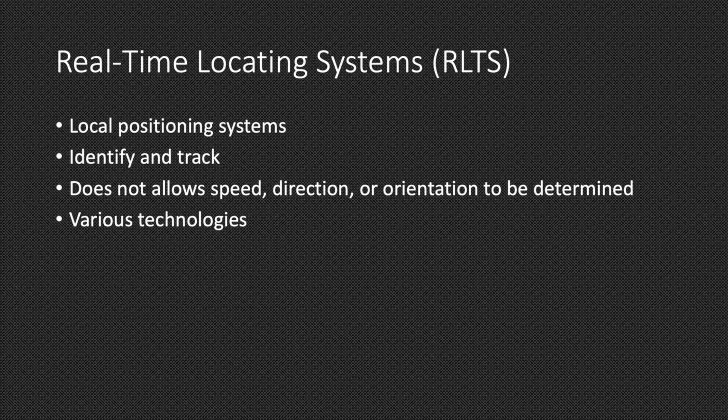Now, we talked about these systems using satellites and positioning things globally. We can also position or locate things in small areas like shipyards or even indoor warehouses. And these systems are real-time locating systems or local positioning systems. And they help us identify and track objects in these warehouses, essentially.